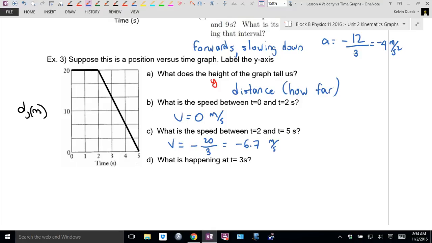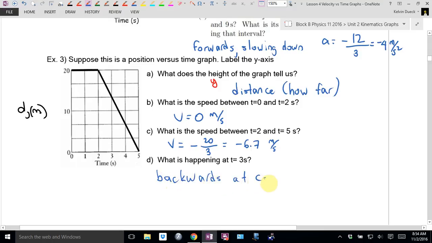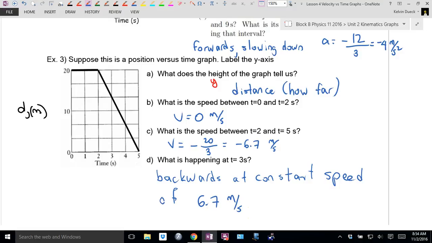So what's happening right at t equals 3 seconds? Backwards at constant speed, and I can even go more specific: 6.7 meters per second. I said backwards, so I didn't put the negative. Or you could have said constant speed at negative 6.7. Just don't say backwards negative, because backwards negative means forward, right?